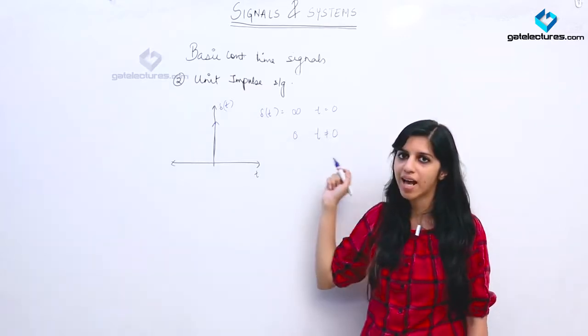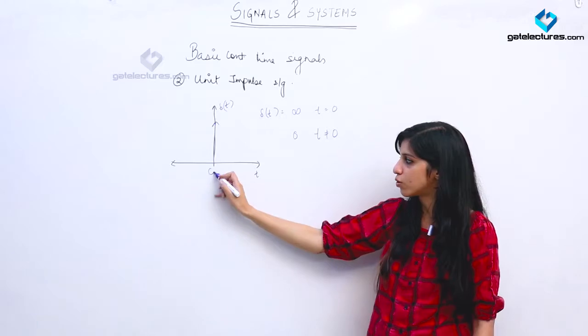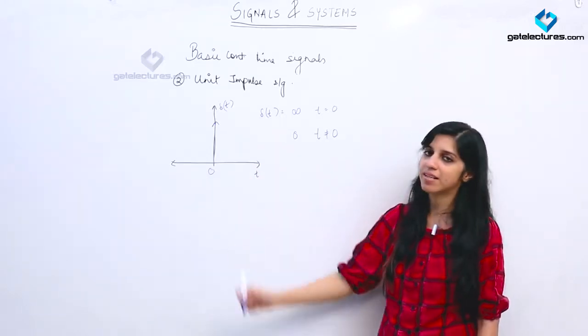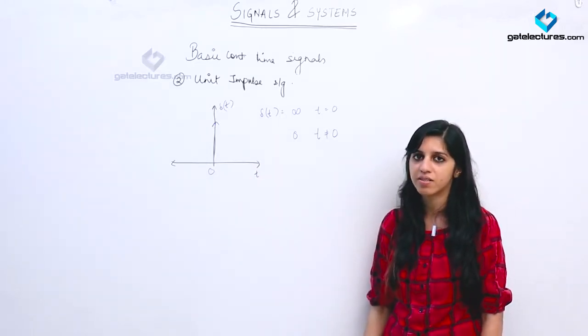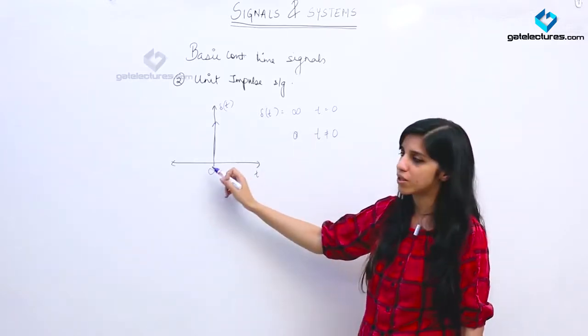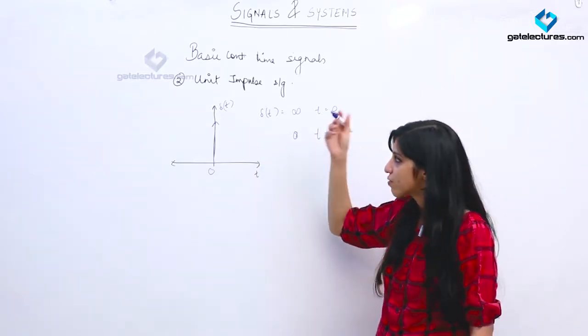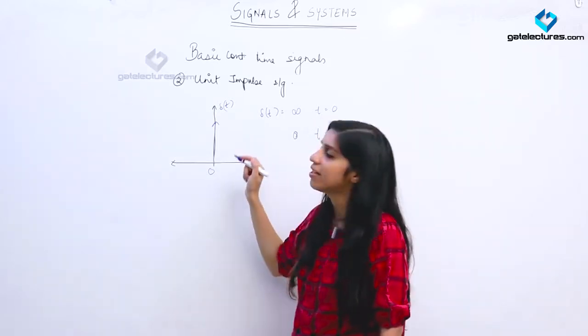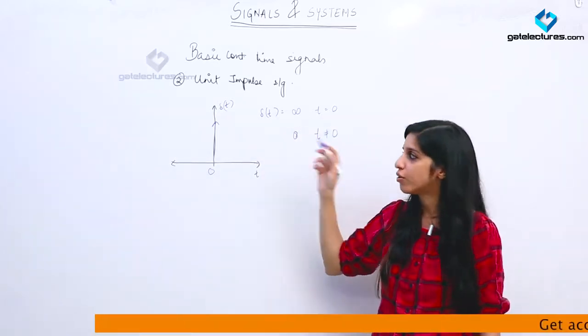So for all the time instants other than t is equal to 0, this impulse signal has 0 value, that is, it does not exist. But when t is 0, that is, only at the origin, only at t is equal to 0, this function exists and has a value of infinity.